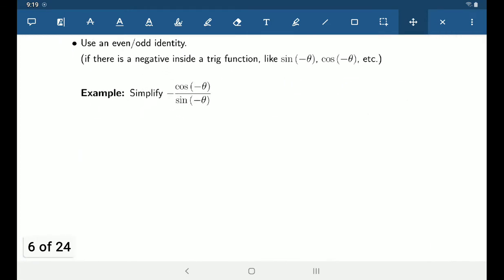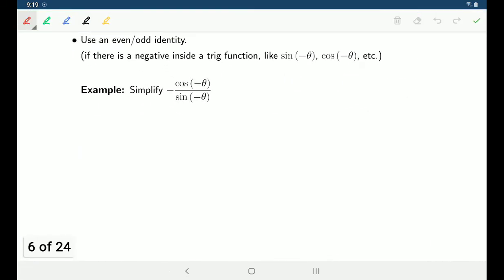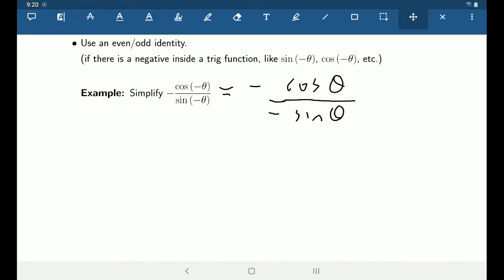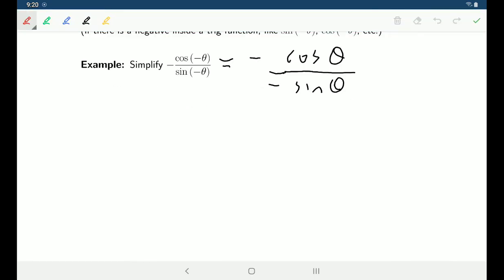Another one, which is using even and odd identities, and this one's kind of obvious. If you see a trig function where there's a negative angle, that's your hint. Think about using those even and odd properties of your trig functions. So I would use the fact that cosine is an even function, so cosine of negative theta is the same thing as cos of theta. Sine is an odd function, so sine of negative theta is negative sine of theta. And then from that point, I also notice I've got negative over a negative, so that'll become positive.